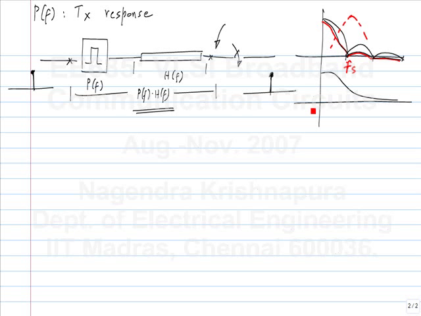And what do you want the overall response to be? So in the time domain, we want the response to be a single impulse and all others being 0. So in the frequency domain, we want it to be flat. Okay? Not changing with frequency.